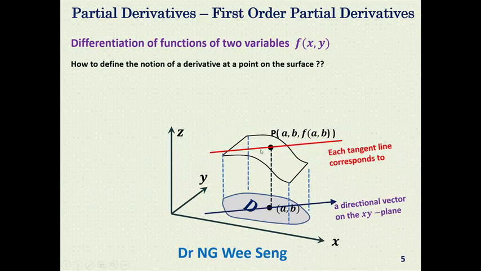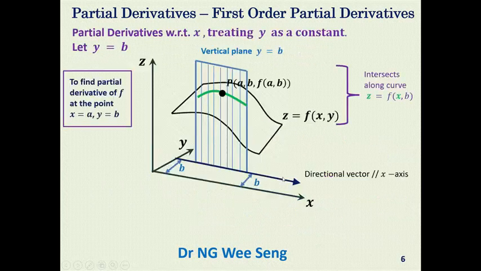What we notice is that every tangent line actually corresponds to a particular vector or directional vector on the xy plane. So here is one such tangent line in red. If you were to project this line onto the xy plane, you get this vector. So it looks like to define derivative for a function in two variables, you will first have to specify a direction vector on the xy plane passing through the point (a,b). This directional vector will then give us a unique tangent line to the surface passing through the point P. So this idea will take us to the concept of partial derivative.